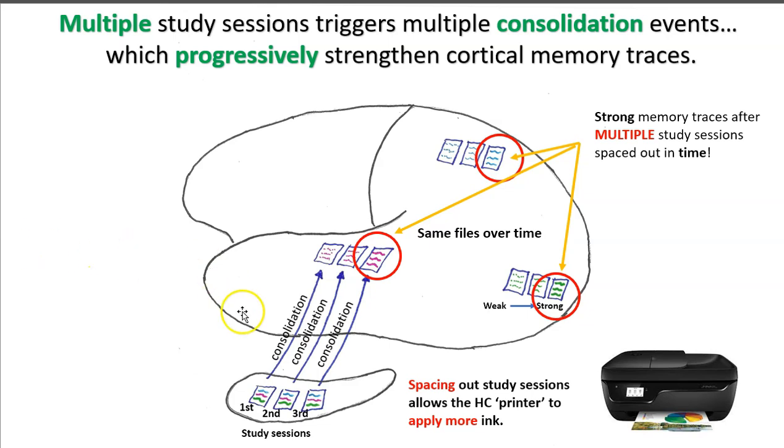Using our analogy again, every time we go to sleep and do a consolidation, it's like the hippocampus is printing or applying more ink to those cortical memory traces, strengthening them to such a degree that we won't even need the hippocampus any longer to retrieve that information.